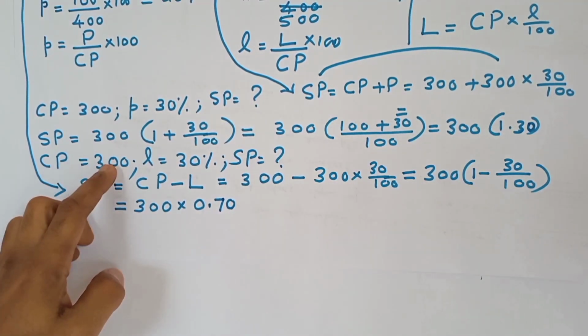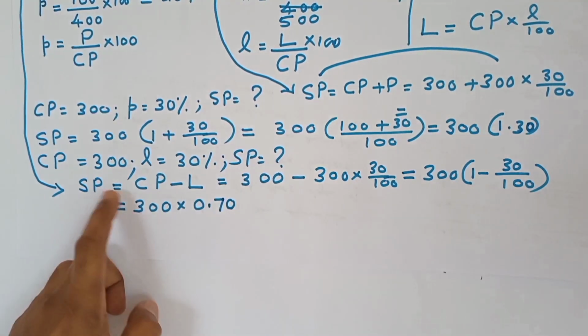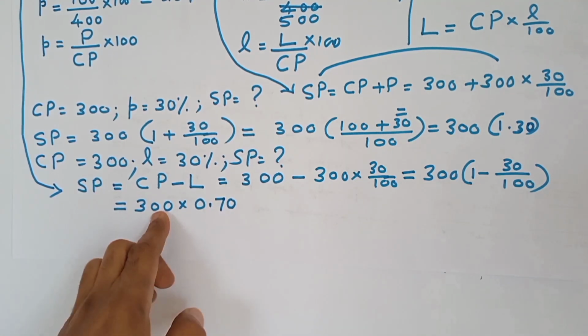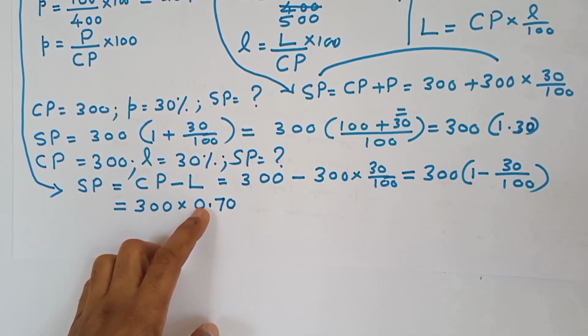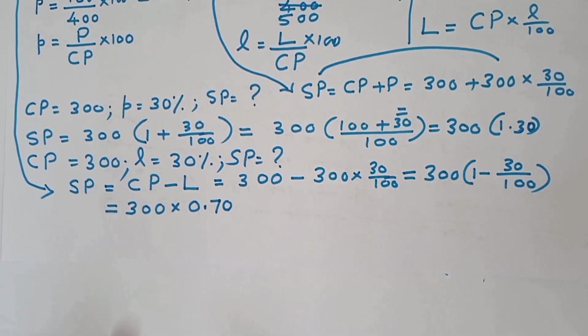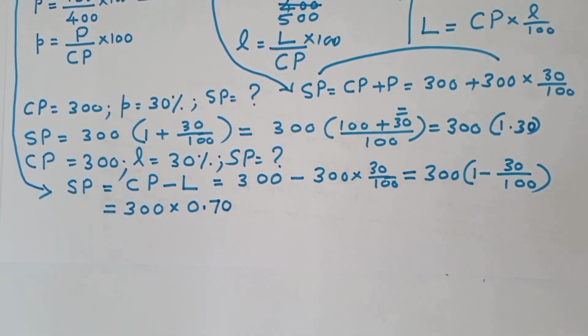Given CP as 300, loss percentage 30. To find out SP, what do you do? You take CP first, 300, and multiply that number by 0.7. So 0.7, how did you get it? This is 30. 100 minus 30 is 70. Then put a decimal here.